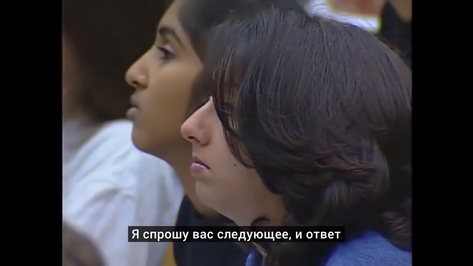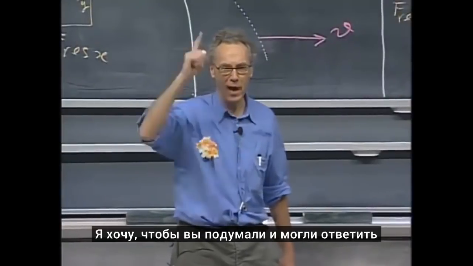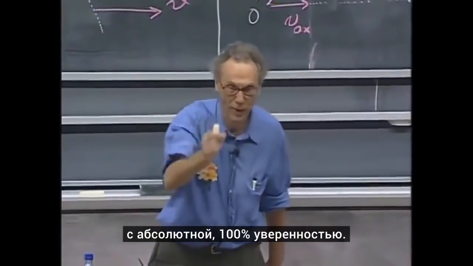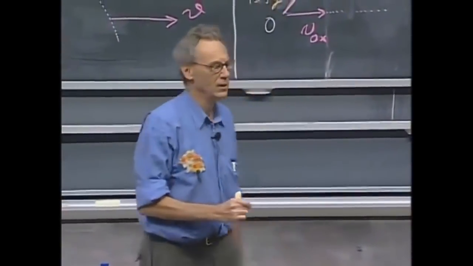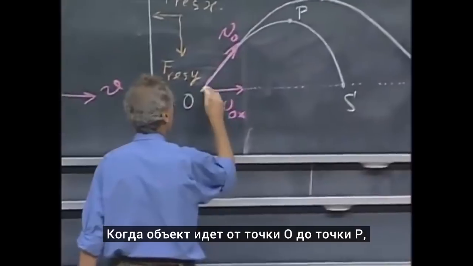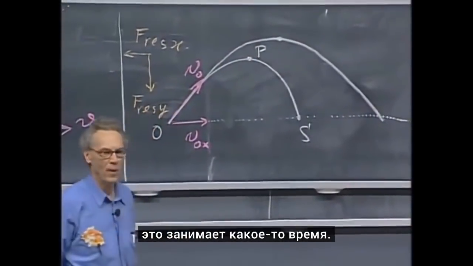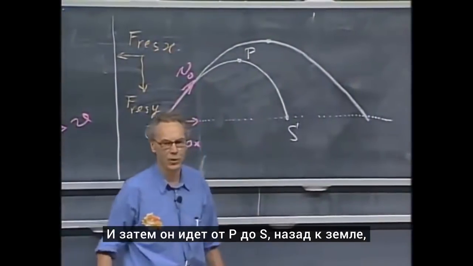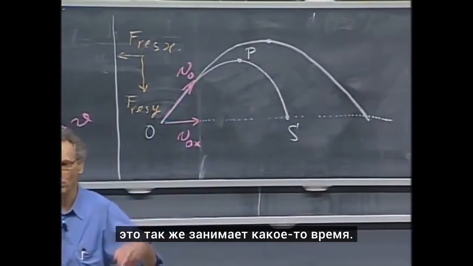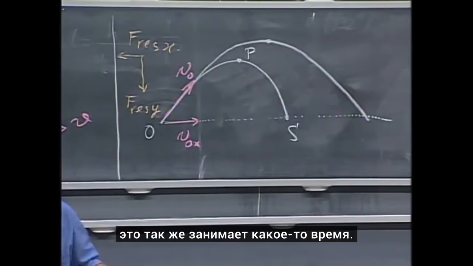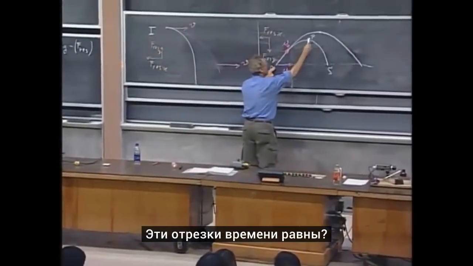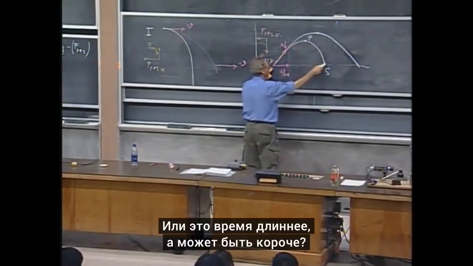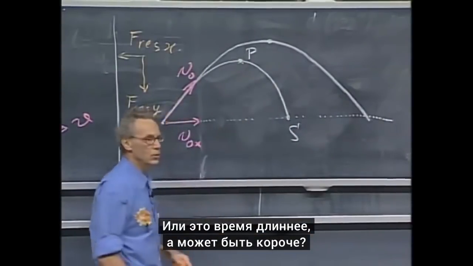Okay, now comes my last question. I'm going to ask you the following, and there's a unique answer to that. I want you to think about it, and I want you to be able to give that answer with total 100% confidence. When this object goes from O to P, that takes a certain amount of time. When it goes from P to S back to the ground, that takes also a certain amount of time. Is this time the same as this time? Or is this time longer than this time? Or is this time shorter?